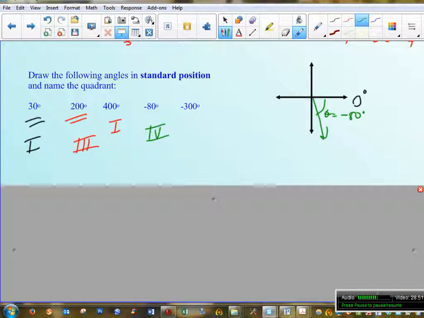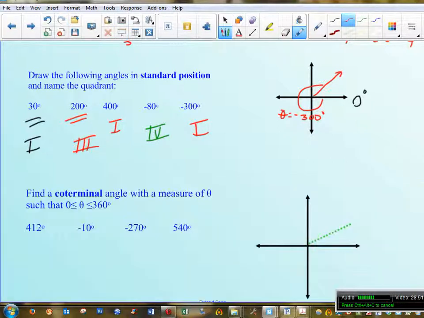And the last example for this section, I've got a negative 300 degrees, so I will start at 0. Since it's negative, I'm going to go down first. I've gone down 90, gone down 180, gone 270, and then I need to go another 30 degrees or so, and I'll draw my angle in there. This angle is equal to negative 300 degrees, and so we end up in quadrant 1.